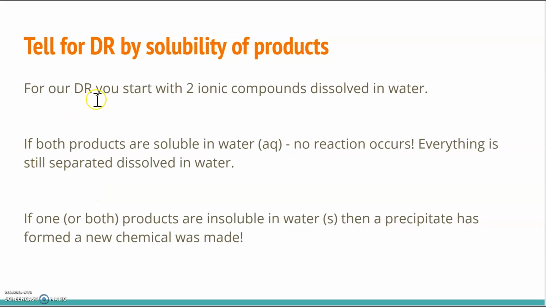Everything is still separated and dissolved in water. But if you mix two ionic compounds that were dissolved in water and you get a solid, or one of the products is insoluble in water, so look at the products. If one of them or both is insoluble in water, then a precipitate has formed.